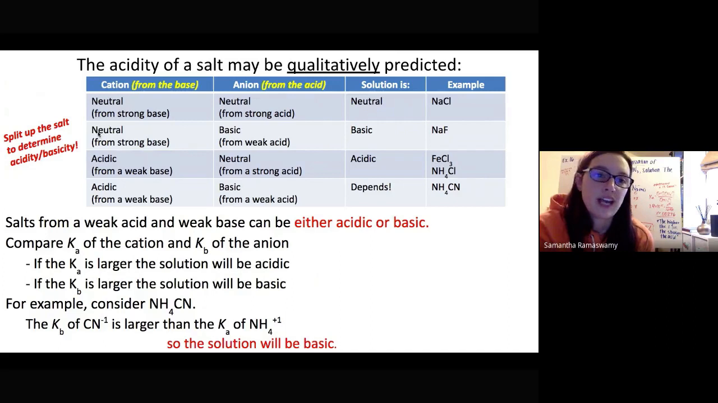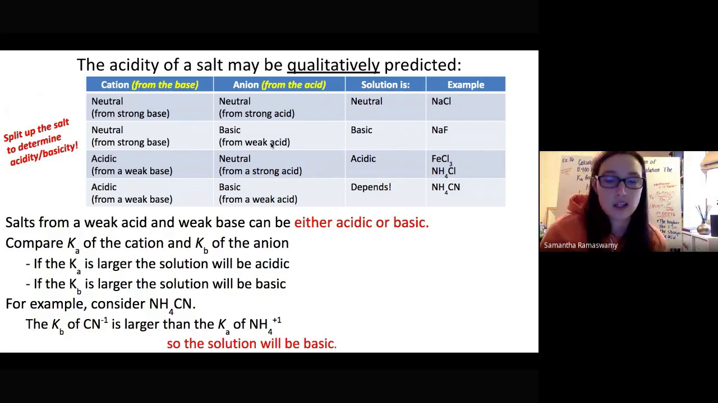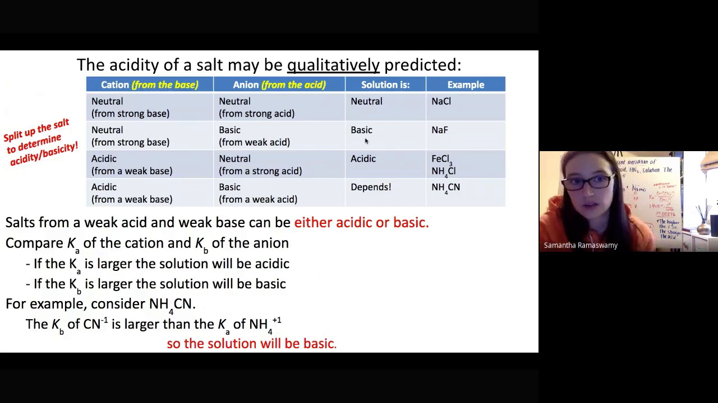If we have a neutral cation, that means it comes from a strong base like Na+ or Li+, and you have a basic anion. That means it comes from a weak acid, because remember, a weak acid has a weak conjugate base. Well, basic outweighs neutral, so it's a basic salt.